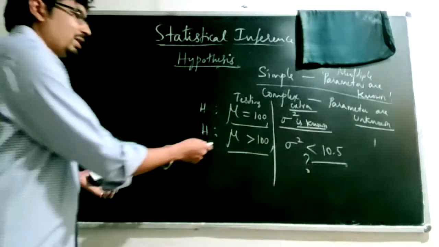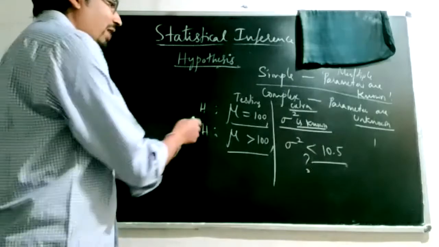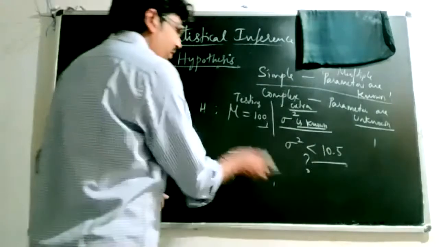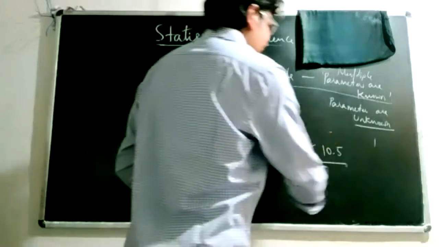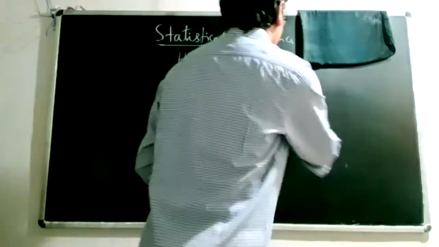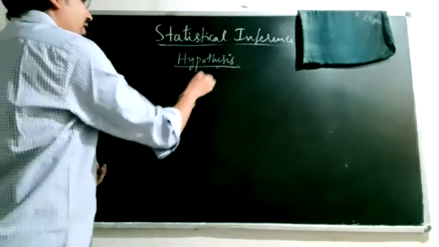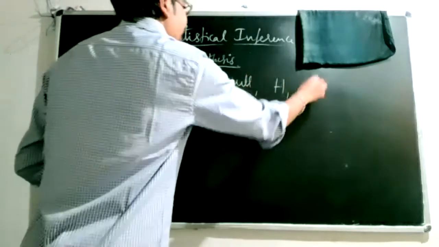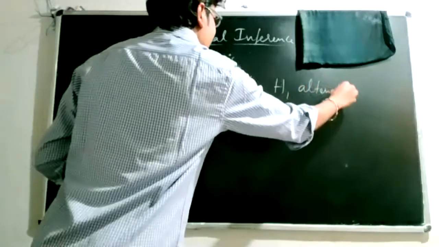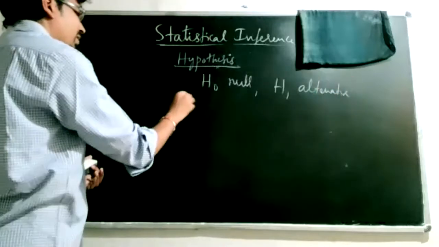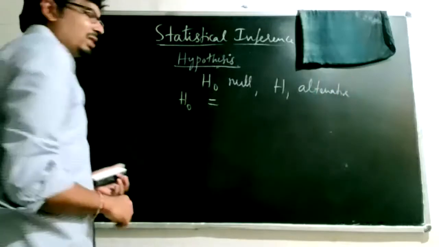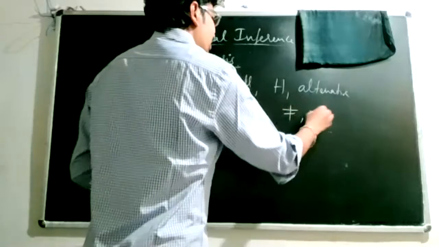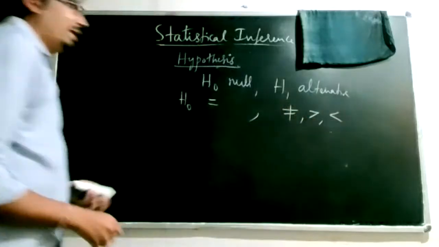In that case, we say the hypothesis could be complex. You could have a complex null hypothesis and a simple alternative. You could have a simple null hypothesis and a complex alternative, or both your null and alternative are simple. We indicate the null hypothesis by H0 and the alternative hypothesis by H1. To make things very clear, we usually use the equality signs to indicate the parameter value. We use not equal to, greater than, and less than.